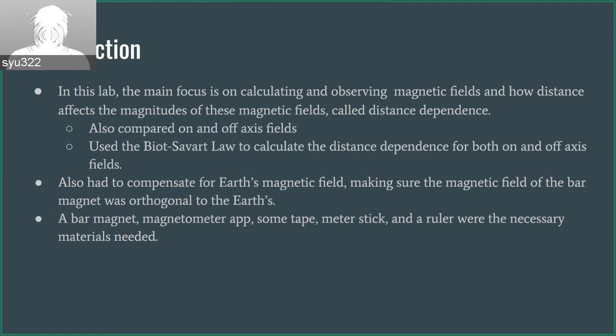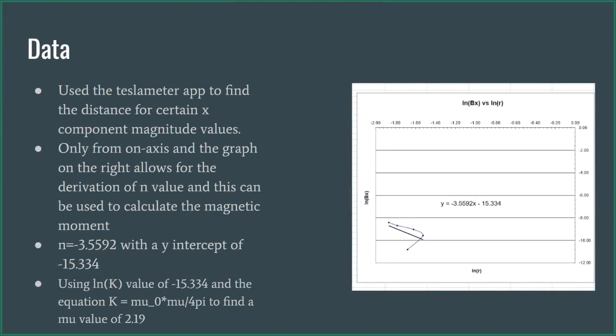The ingredients needed for this lab were a bar magnet, magnetometer tape, an app, some tape, a meter stick, and a ruler. So the data. I used a Teslameter app on my phone to find the distance for certain x component magnitude values, and also for the off-axis magnitude parts of this lab.